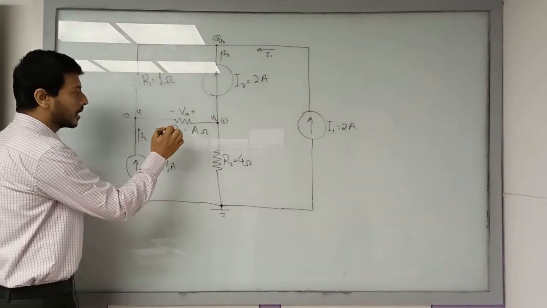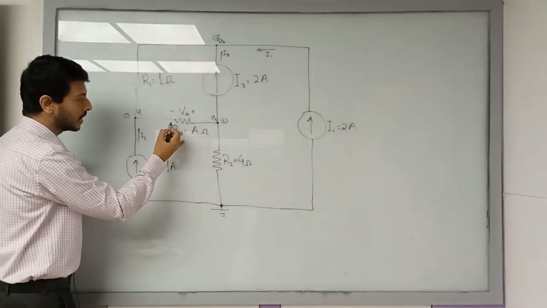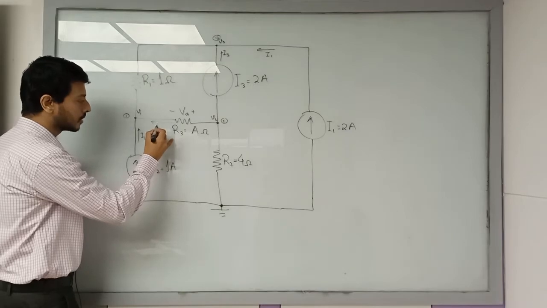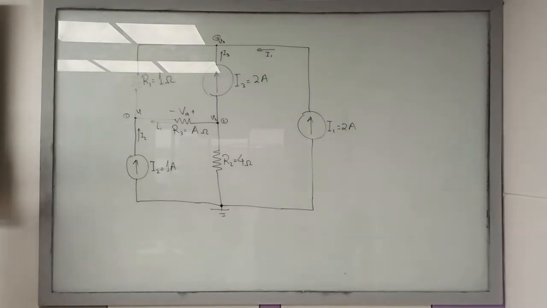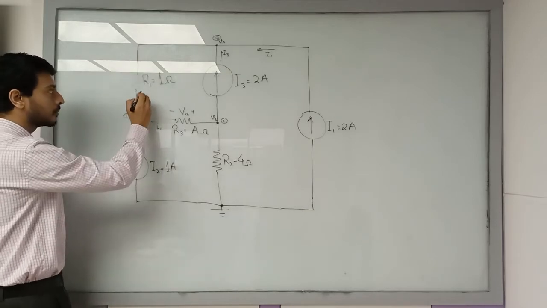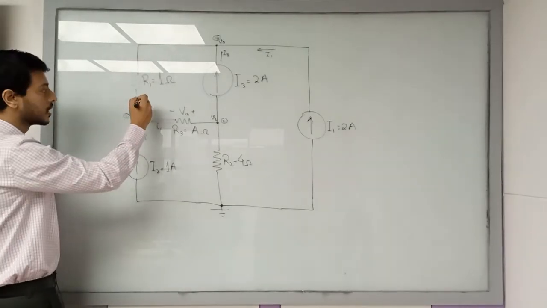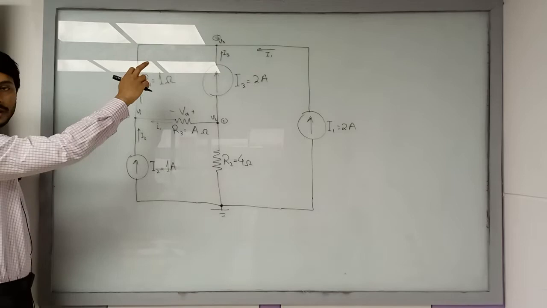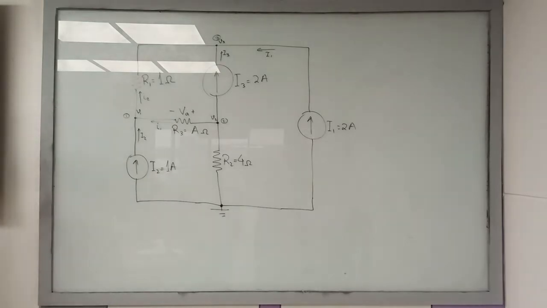Let me say, as this is the positive terminal and this is the negative terminal, the current is flowing in this direction, okay? So I mark it as small i1. You can mark this current going inside, or you can mark this current going outside this node. There is no difference. You can consider it in any direction. I have considered it in this direction, okay? So I am naming this as small i2. Do you understand?